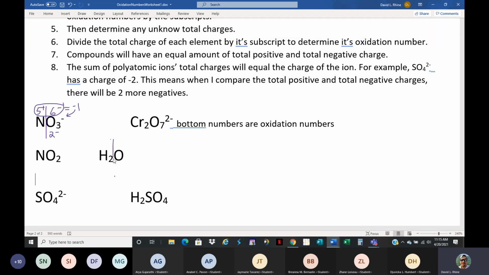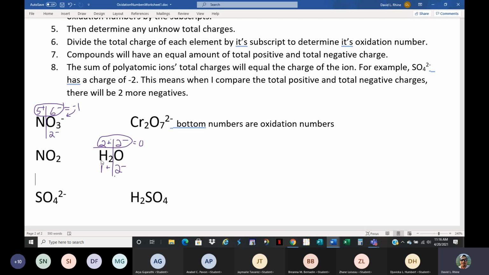All right, so we split it up. We know that oxygen's 2-. 2 times 1 is 2-. We know from rule 8 that the sum up here must equal 0. So this has got to be 2+. We also know from the rules that hydrogen's 1+ in this case. Okay, so 2 times 1 is 2. 2 divided by 2 is 1. And the sum of these equals 0.